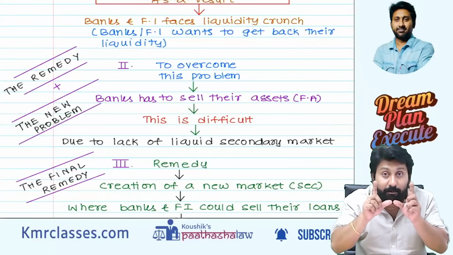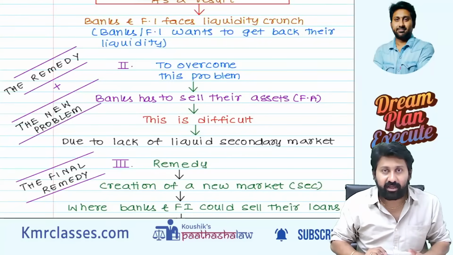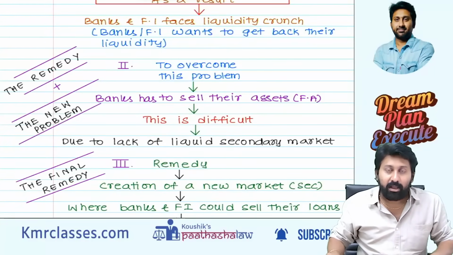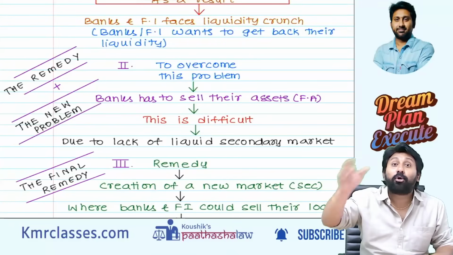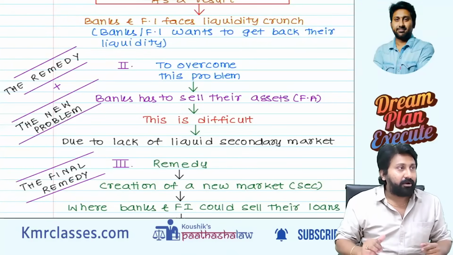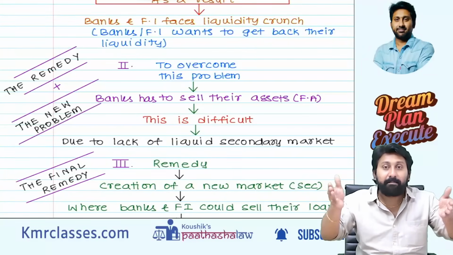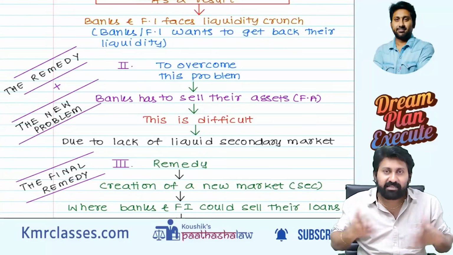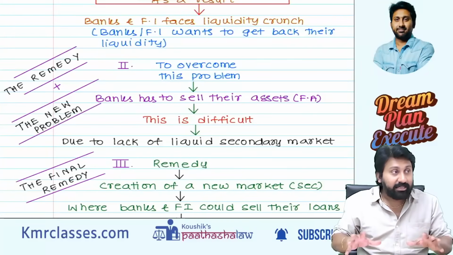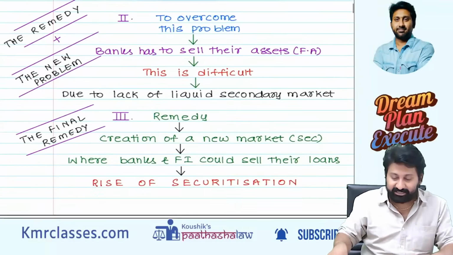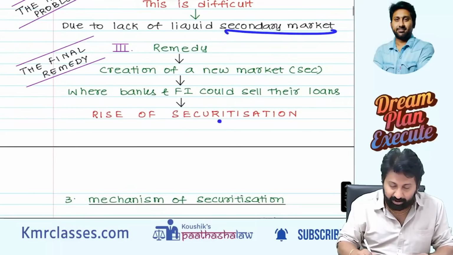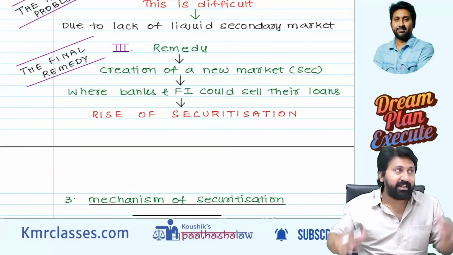Like that, for every product there is a market in India, and throughout the world as well. But I wanted to sell the loan. Who will buy the loan? To sell, first there should be a buyer. Buyers and sellers meet at a place called a market. Where is the market to buy this? That's how the securitization market came into existence, the secondary market, securitization rise in India.